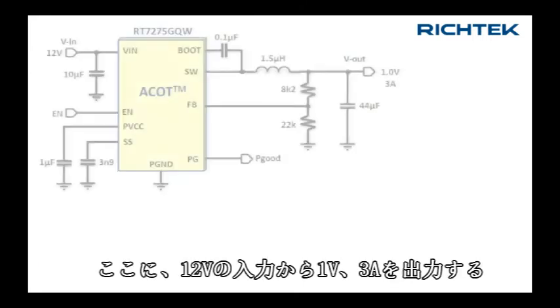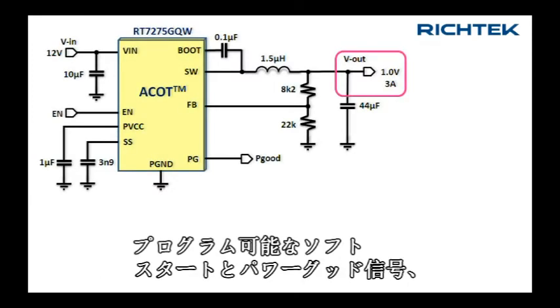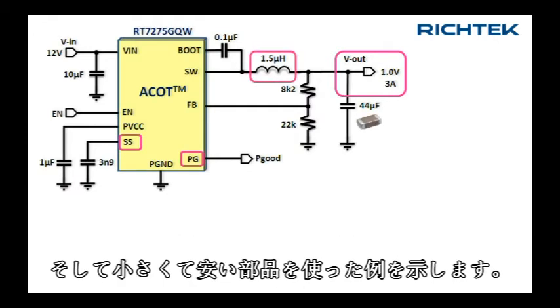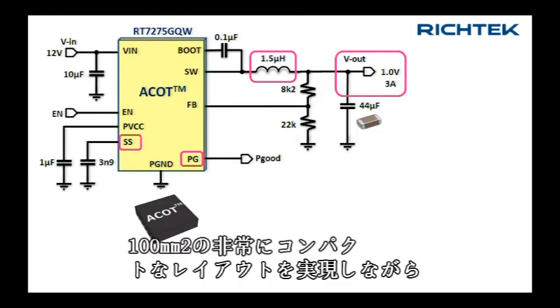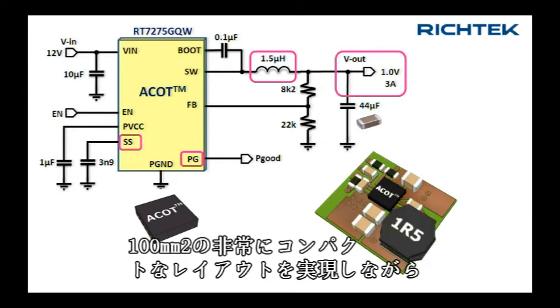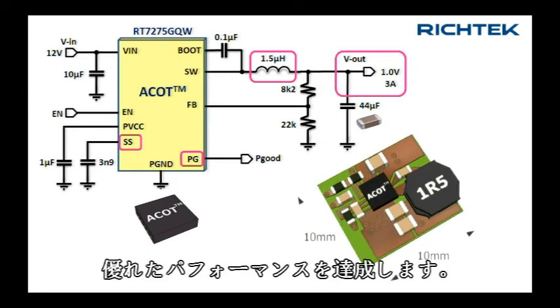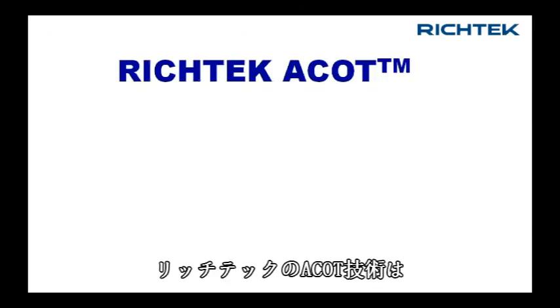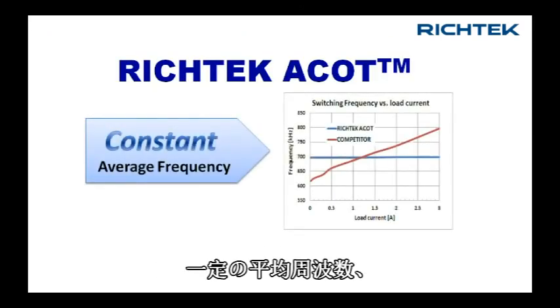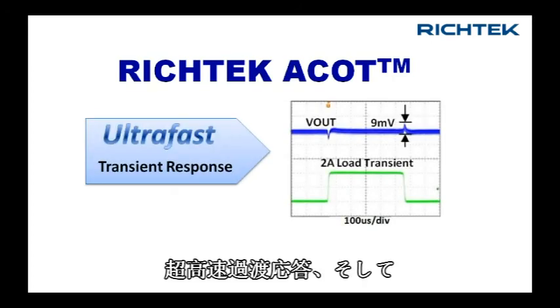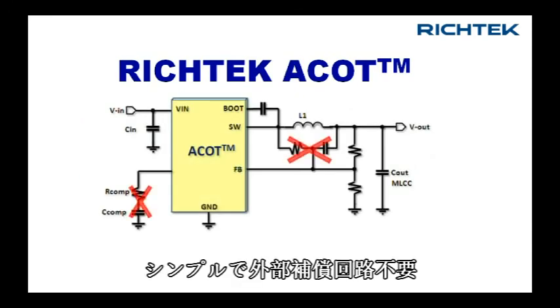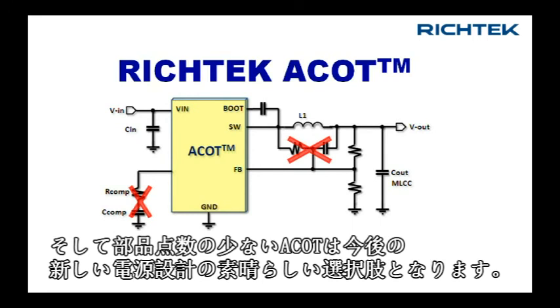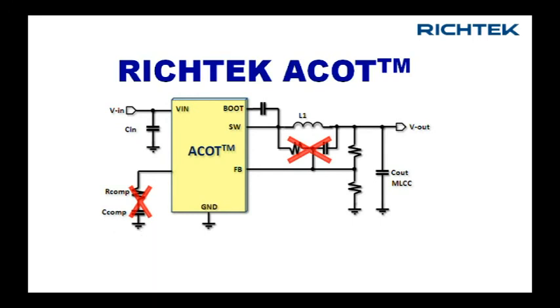capacitors. Here is an example of a 12 volt to 1 volt 3 amp supply with programmable soft start and power good signal and uses small low-cost components. The small DFN 3x3mm package allows for a very compact layout measuring only 10x10mm while achieving a powerful performance. Richtek ACOT provides you with constant average frequency, ultra-fast transient response, and is stable with MLCC capacitors. Simple, compensation-free design with low component count makes this a great choice for your new power design.